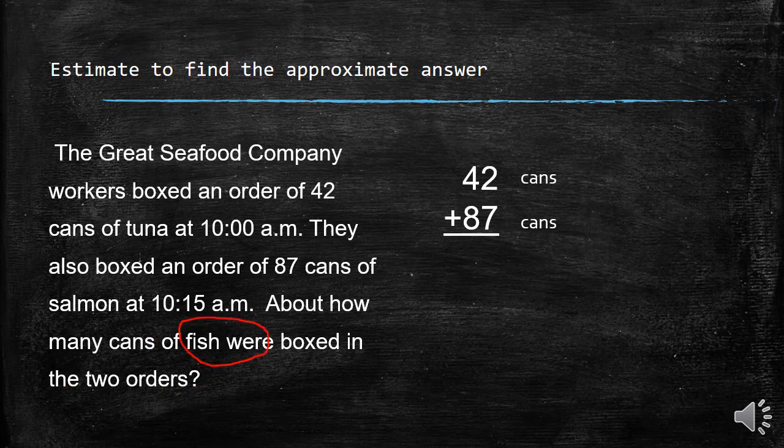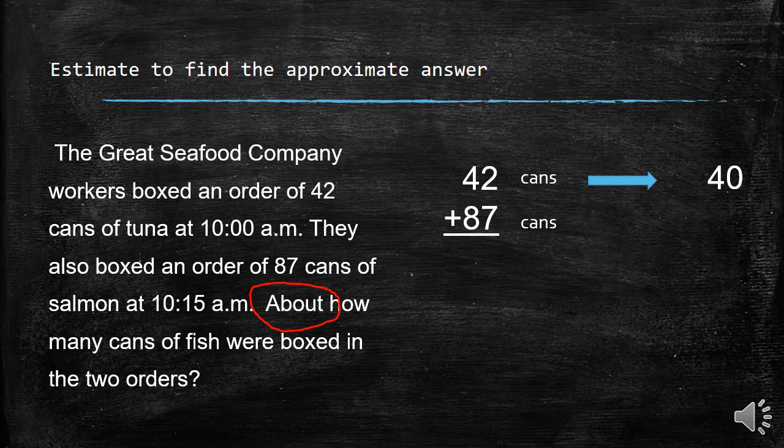However, there's that word again, about. They don't want us to solve it exactly. They want to have a rough idea of about how many cans of fish were boxed from these two different orders. So we look at the 42. Again, 42 comes between 40 and 50, but the 2 tells us it's closer to the 40, so we're going to round that one to 40.